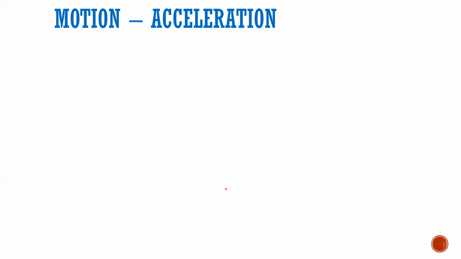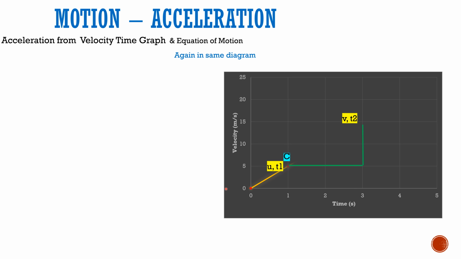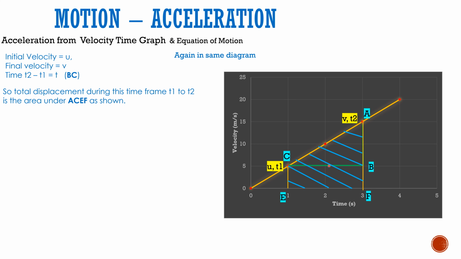So coming back to the velocity time graph again, but here we are going to derive another equation of motion. So the same thing, it is traveling with a constant acceleration. In this case, the observation times are t1 and t2. The initial velocities are u and v, and we get the same triangle and the rectangle here. And again, going back to the same fundamentals, if we want to derive the displacement, it is nothing but the area under this particular figure, which is nothing but the area ACEF.